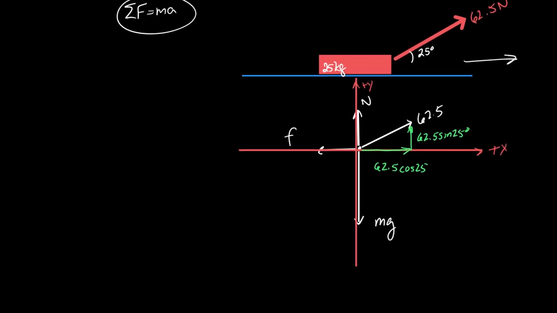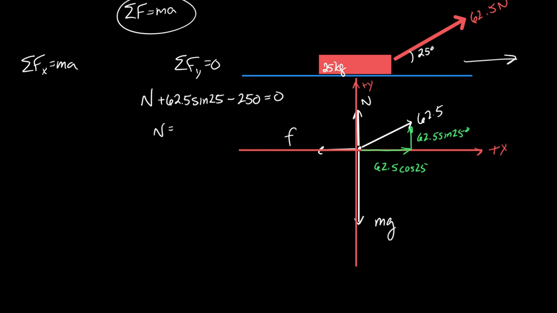So that's why I kind of chose the positive X direction to be in that direction, and that's where I'm going to say is my MA, and I still think the Y direction is going to be 0. I don't think I'm pulling hard enough to lift the box up. The box has a weight of 250 newtons. So the Y direction has 3 forces. There's the normal force upwards. There's 62.5 sine 25 also upwards. Minus 250 equals 0. Any questions about that?